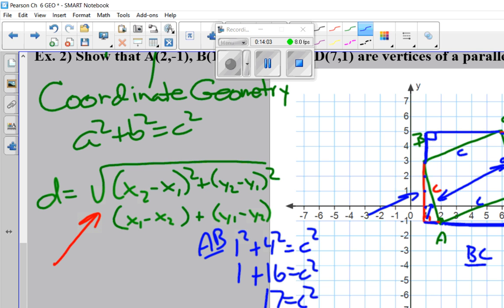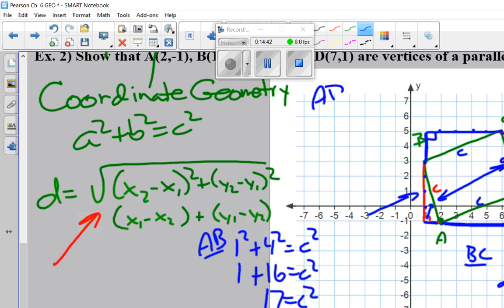I'm going to count squares again. The short side right here is 2. The long side is 1, 2, 3, 4, 5. So 2 squared plus 5 squared equals C squared. So 2 squared is 4, 5 squared is 25, equals C squared. 4 and 25 is 29. I'm going to take the square root of 29, and I get 5.4, and that's rounded. So that's BC.